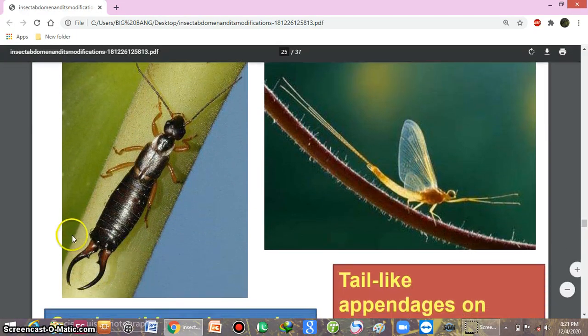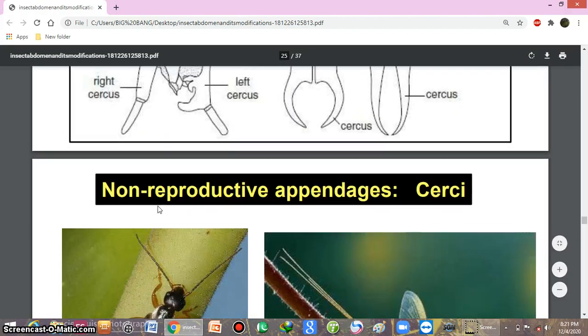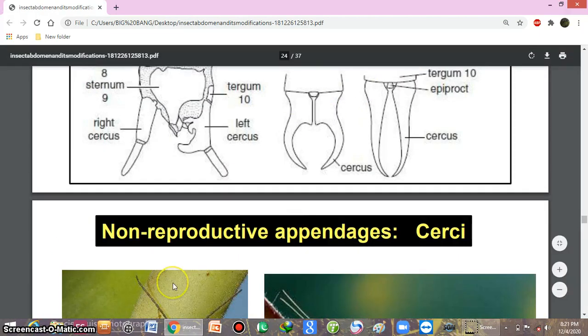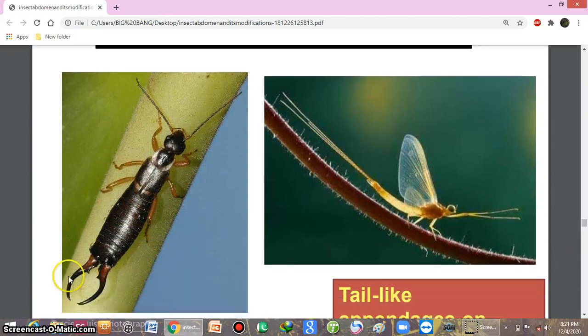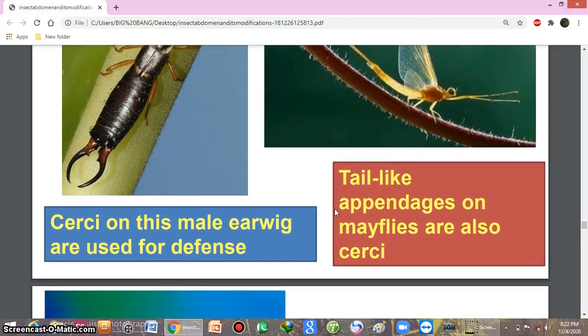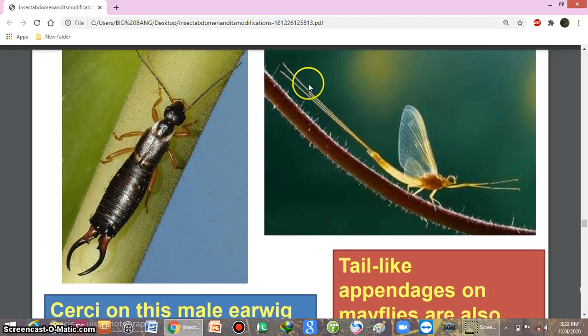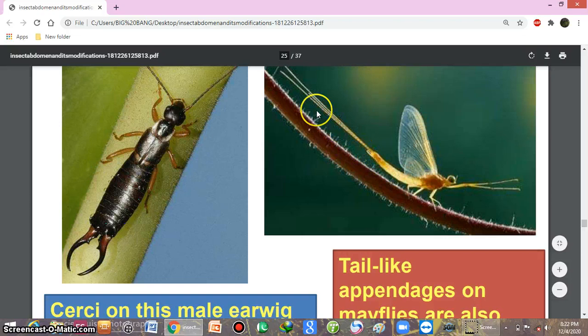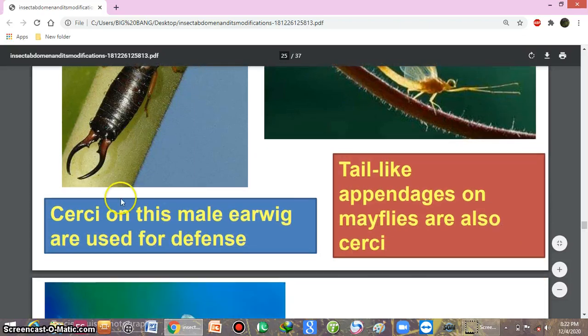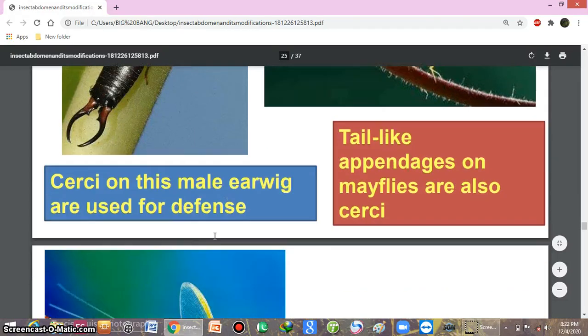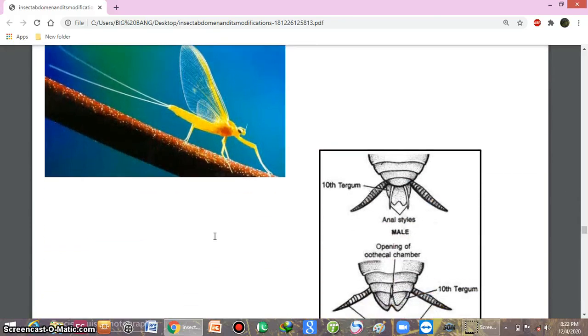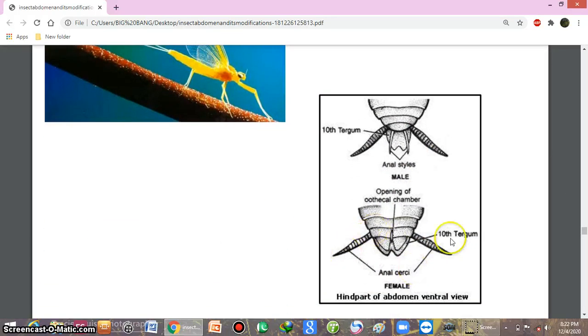Non-reproductive appendages: cerci. These are the cerci. Here you can see that this is a male. You can identify it from the special structure of the cerci. Tail-like appendages present on the mayfly are also known as cerci. These are the tail-like appendages present on the abdomen of the mayfly. In earwig, these are used for the purpose of defense. These are the anal cerci in male, in the female.